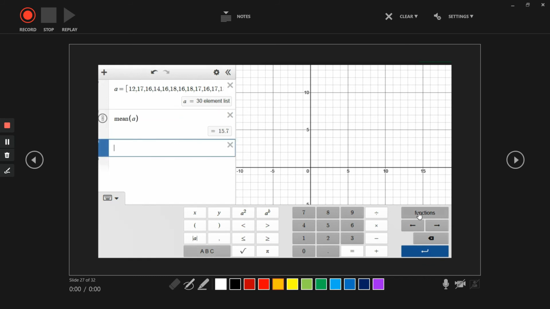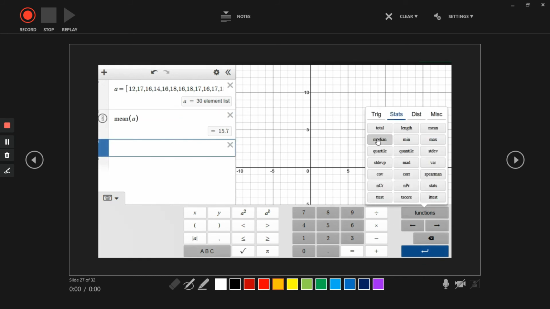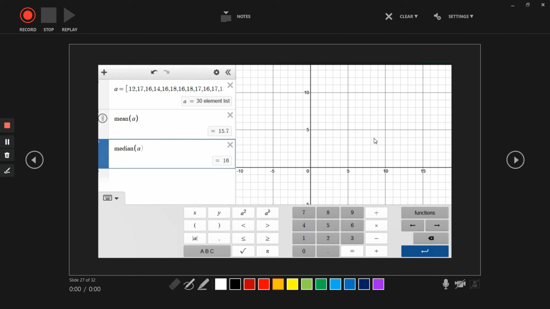So now I just say, tell me what the mean of A is. 15.7. Pretty nice, right? Now I say, tell me what the median of A is. 16. All right? So this is pretty cool. The calculator will do it for you.